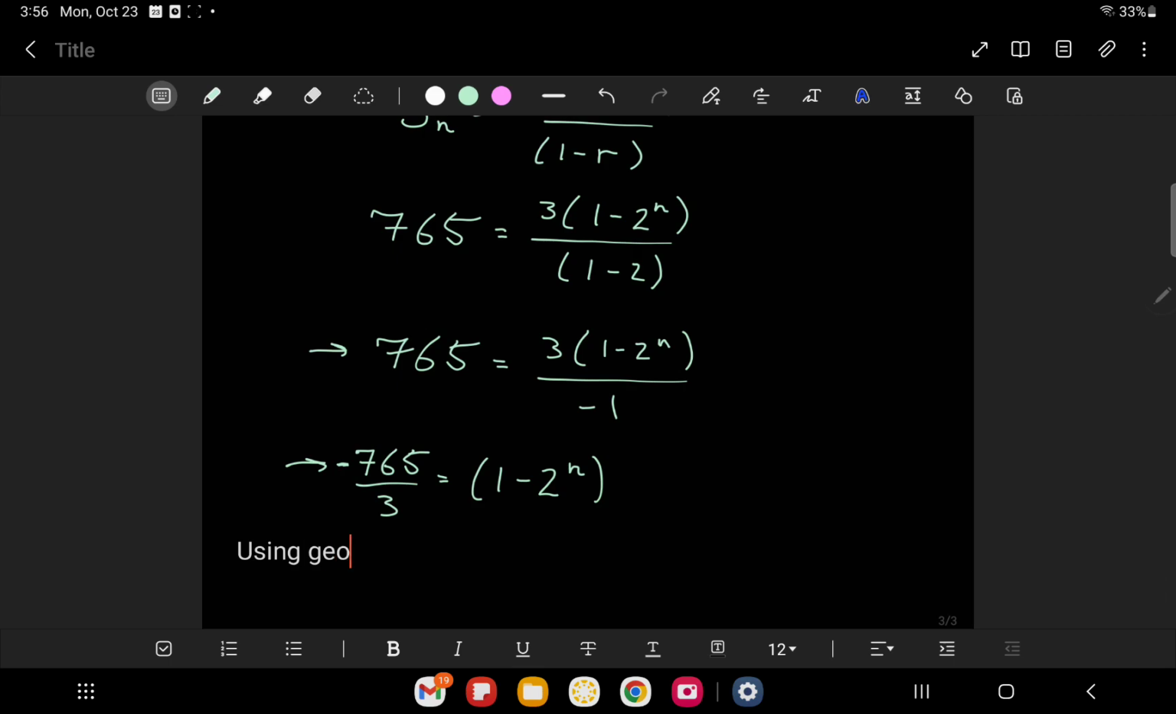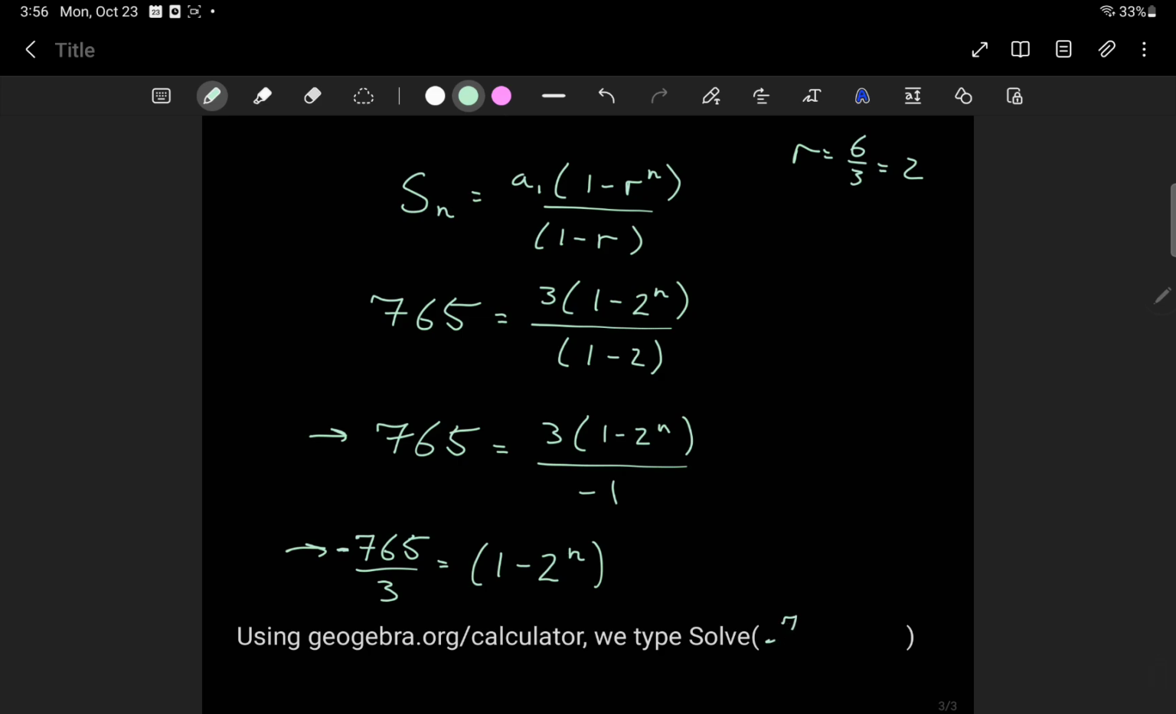So geogebra.org/calculator. Type Solve, and then I'll go ahead and write in that whole, right, -765 divided by 3 is equal to 1 minus 2 to the x, and so we put a little note here that says we want to make this variable x.